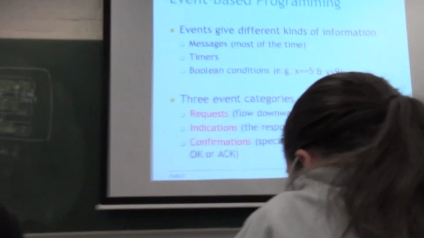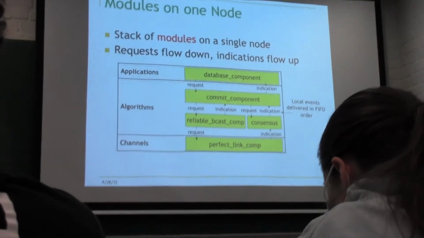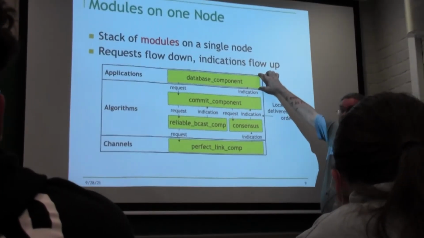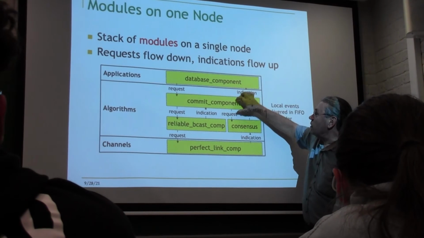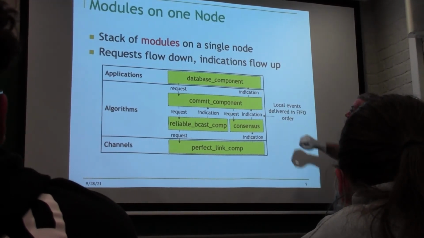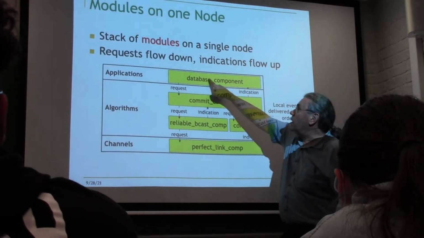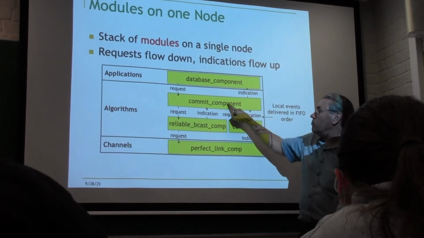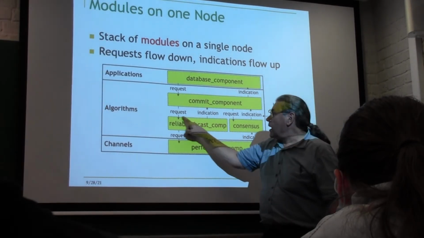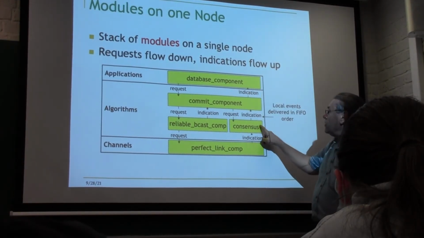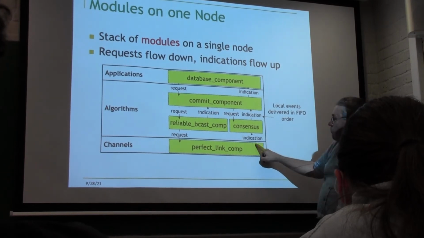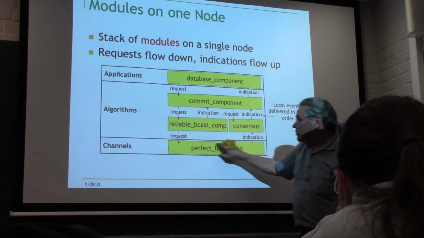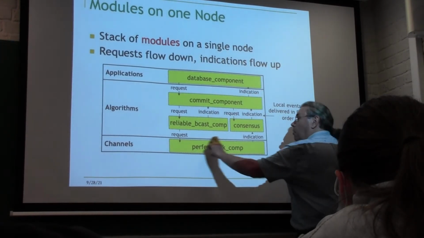So the system kind of looks like this on one node. So here's my application. Each yellow box is running separately as a single thread. Maybe the application is doing a database. Here I have a commit component, which decides whether I do commit. Here I have a reliable broadcast component. Here I have a consensus component. Here I have perfect link, which is doing the messaging between the channels. So the network communication is always at the bottom.